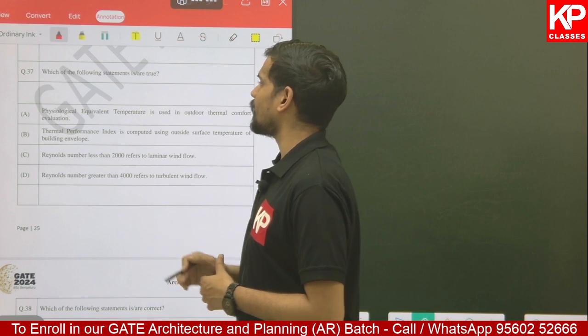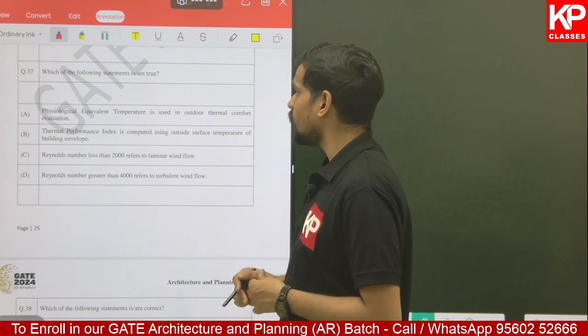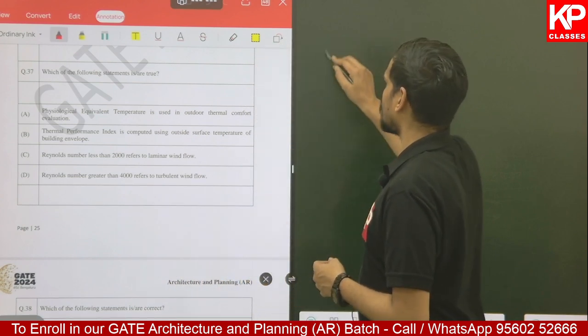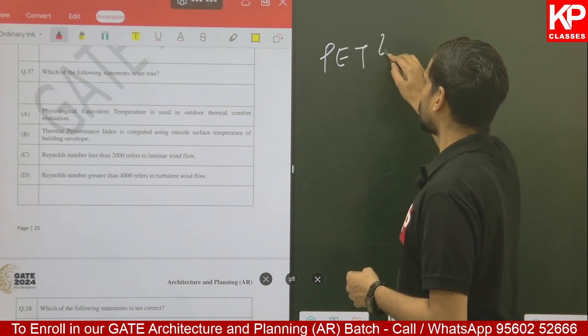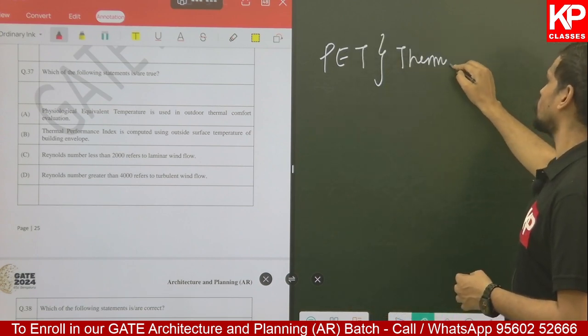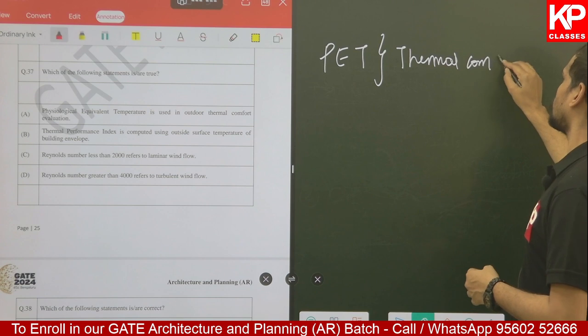Which of the following statements is or are true? Physiological equivalent temperature, which is generally abbreviated as PET, is a type of thermal comfort index. It is used for measurement of thermal comfort.